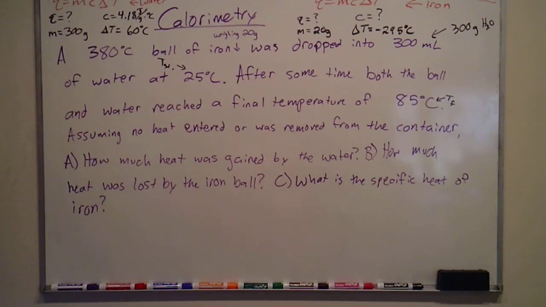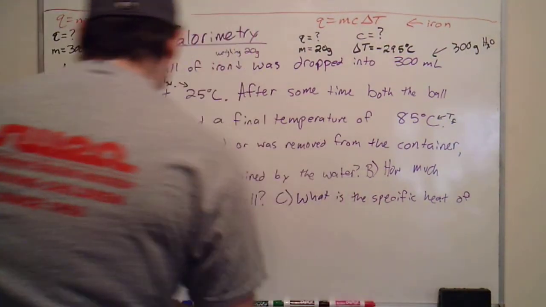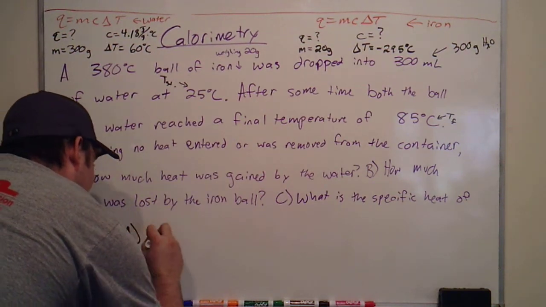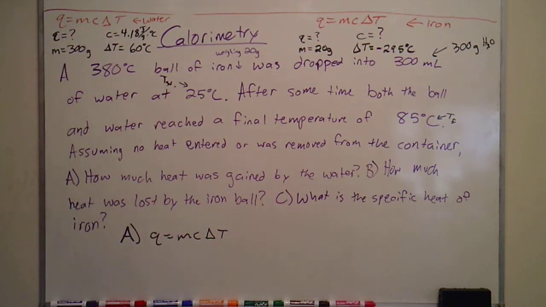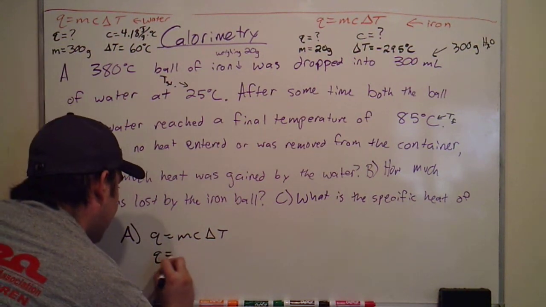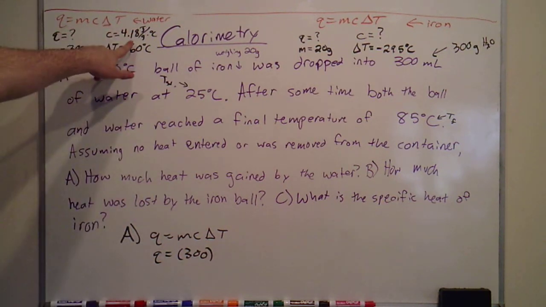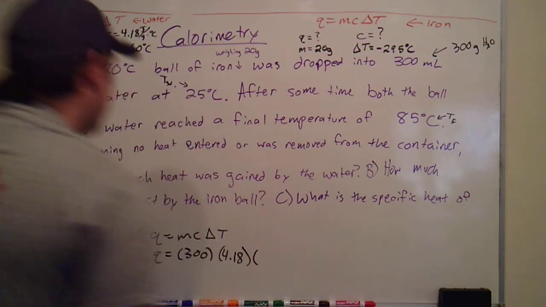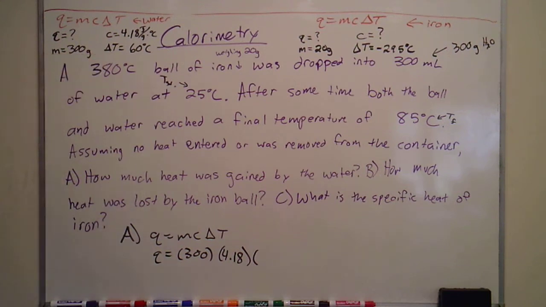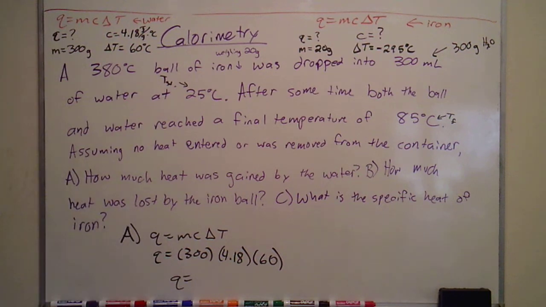Sorry about the camera. There we go. All right, so this is for part A. Q equals MC delta T. Again, we're finding Q. So Q equals our mass of 300 times C of 4.18 times your delta T of 60. All right. Multiply all that mess together and you should get your answer.